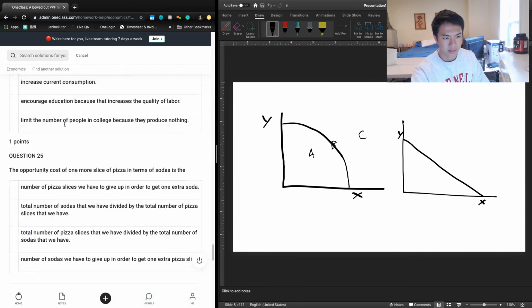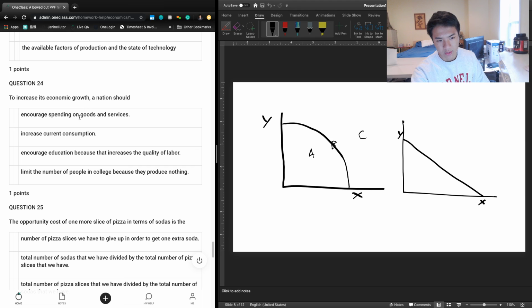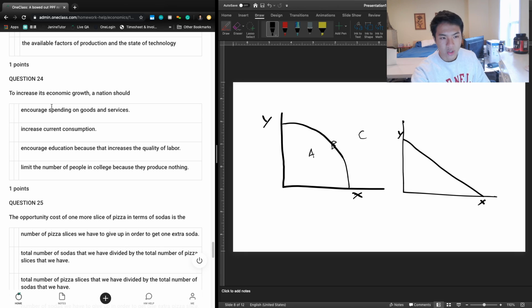Great. In 24, to increase its economic growth, a nation should do which of the following? We said we have to either change factors of production or state of technology, or basically invest in things to create more productivity in the future. So encourage spending on goods and services. That's consumption spending. And again, if we're increasing growth, we have to give up some consumption spending in the current period because money is flowing towards investments rather than consumption, and there's a trade-off there. So it cannot be spending on goods and services. Similarly, it cannot increase current consumption, because to increase economic growth, we would have to invest more and consume less.